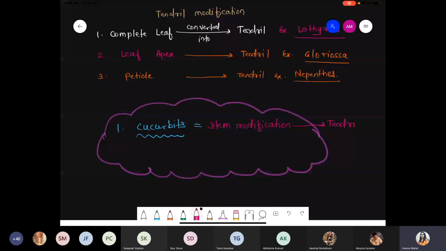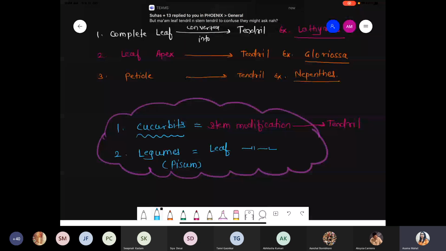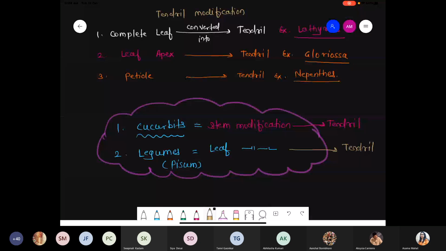When we take the second example, the leguminous plant, you can remember Pisum sativum, the pea plant. Again there is a tendril, but in this condition the leaf undergoes modification and further forms a tendril. So these are two different conditions: in cucurbits the stem is converted into tendril, and in leguminous plants like Pisum the leaf is converted into tendril. Leaf tendril and stem tendril can cause confusion.